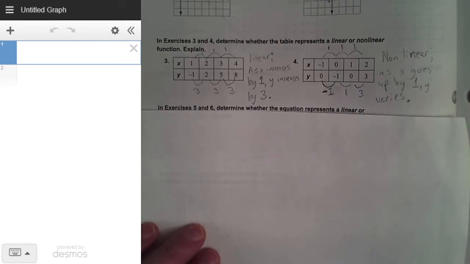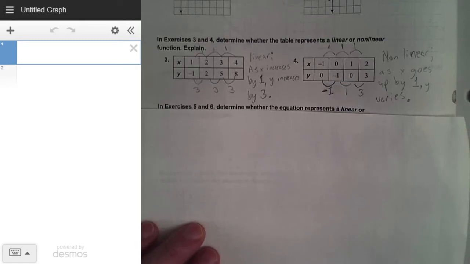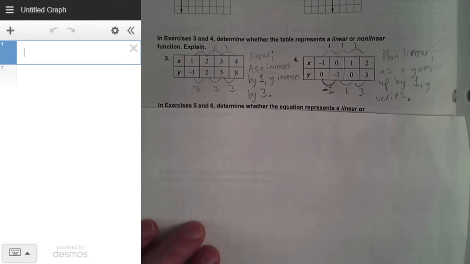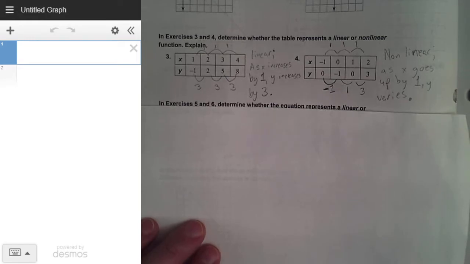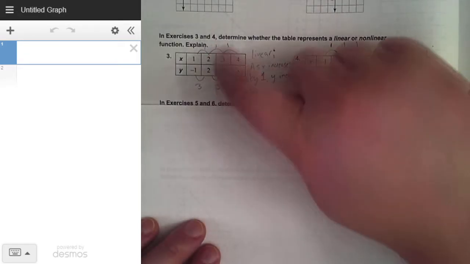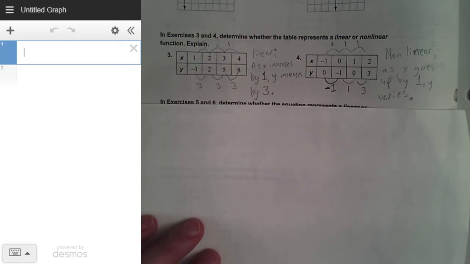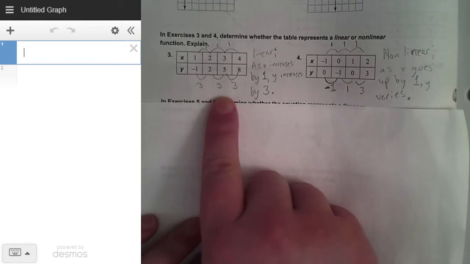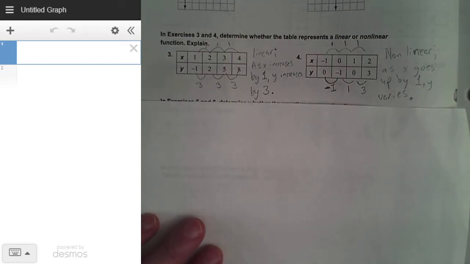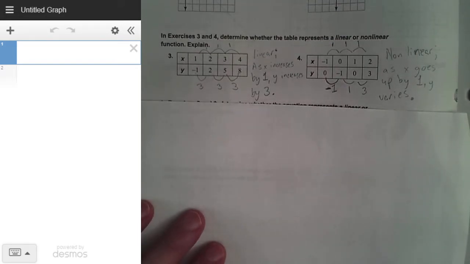And I'm going to say this is important: we always want to look at 3 changes, because sometimes you can see that it increases by 3 and increases by 3 on other problems, and it not be linear. All right.